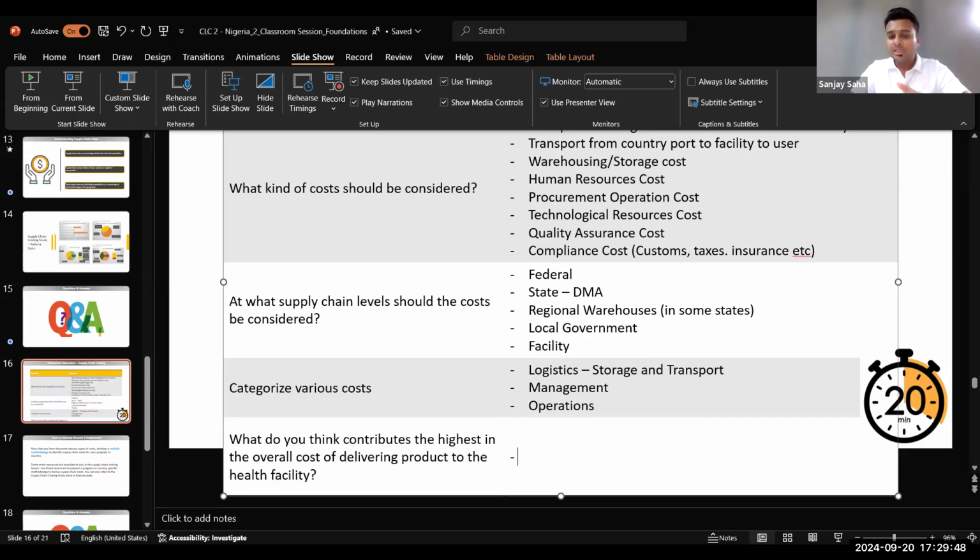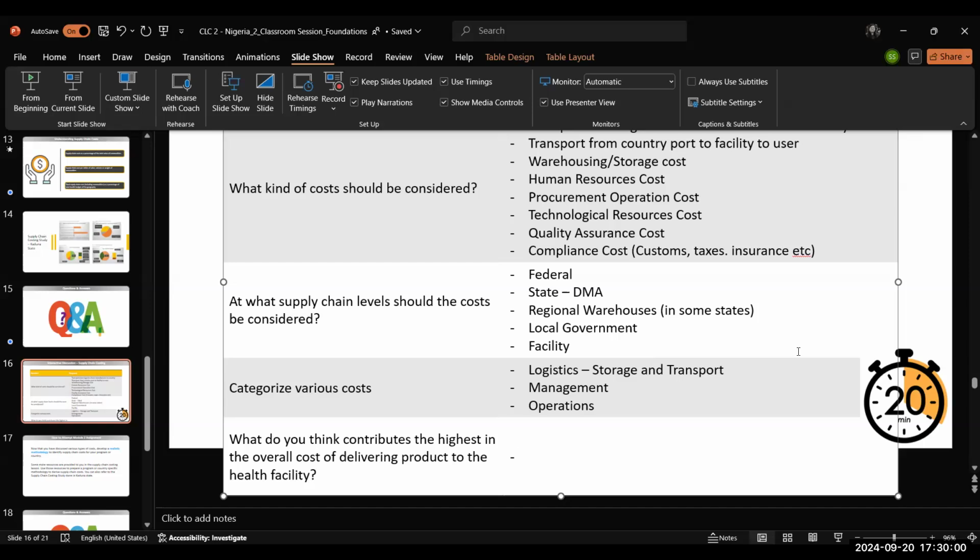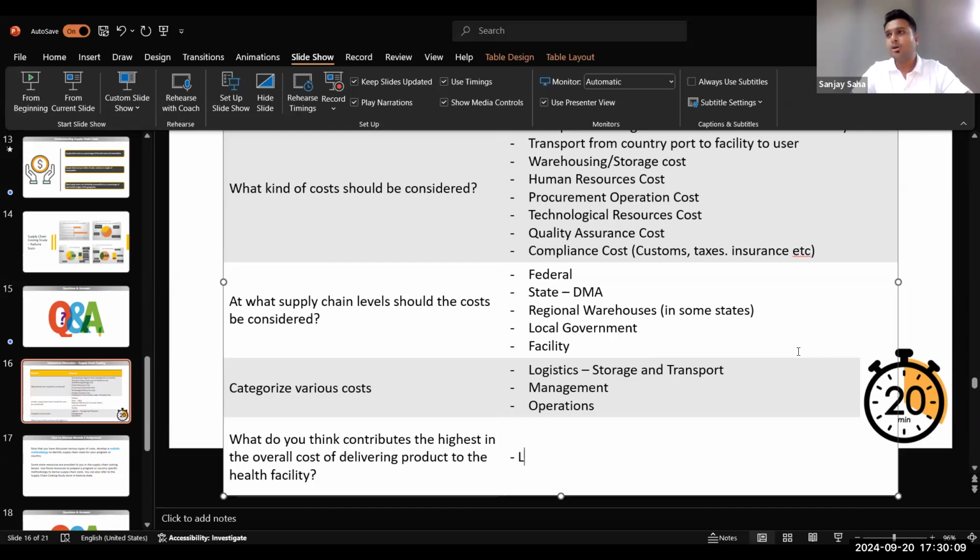Okay. Now, out of these categories that you have created, what do you think contributes the highest? I think logistics. Yeah. In a large supply chain, logistics would be the highest cost. Logistics and management would be your two highest contributing costs, because you need a lot of people to manage supply chain. That is a high cost. And then since Nigeria is a country that imports, that's why your logistics costs are higher.